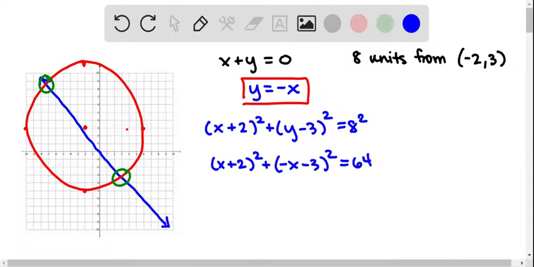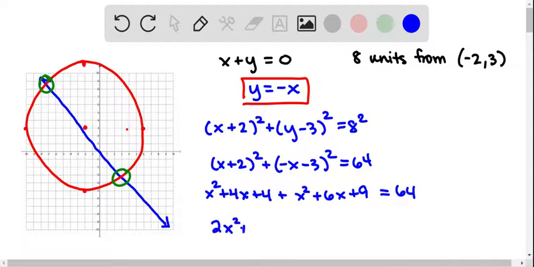And then let's multiply everything out. So we have x squared plus 4x plus 4 plus x squared plus 6x plus 9, that's from foiling that second quantity, equals 64. Combining like terms, we get 2x squared plus 10x equals 51.